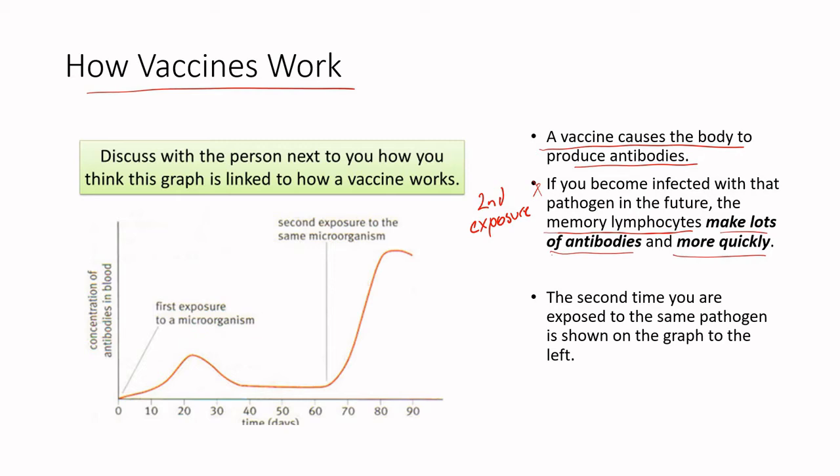You don't get sick, and even better, you shouldn't be able to pass it on to other people because your body destroys the pathogen before it can reproduce in any numbers that would allow it to actually be transmitted from person to person. So have a look at this chart on the left here and have a look at what's actually happening. We've got time on the x-axis and we've got concentration of antibodies in the blood on the y-axis.